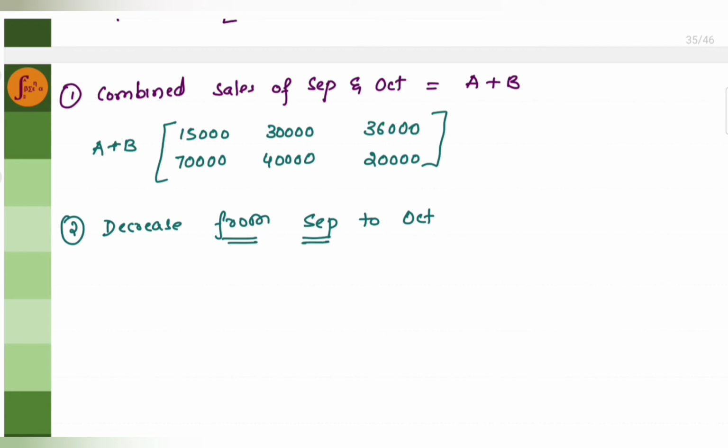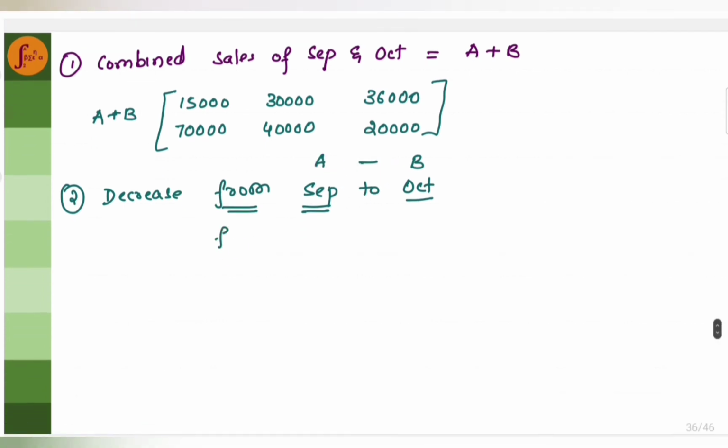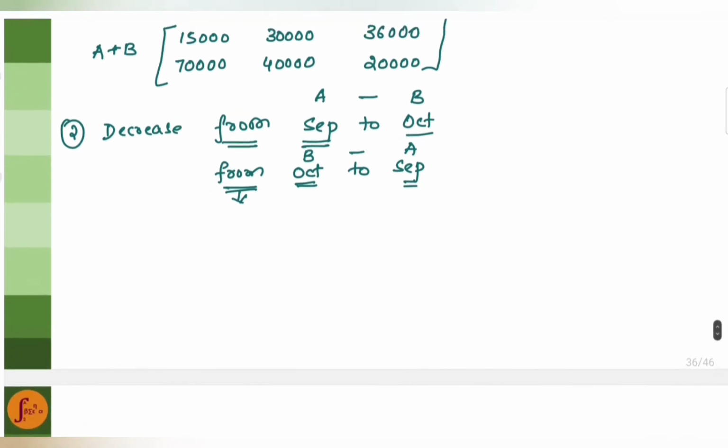From September means the first matrix is September sales. First matrix is the September matrix. So September is A, October is B. Since it's from September, A is going to be the first matrix. So it's going to be A minus B. If it was from October to September, then it will be the October matrix, which is B, B minus A, because it's from October. So this word "from" is the keyword for knowing which is the first matrix, right? So now we have to find from September to October, which is A minus B.